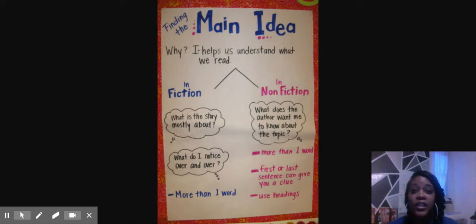For guided instruction today, I wanted to do something a little different. I wanted to introduce you to the main idea anchor chart. I was looking online for an anchor chart and I felt like this was the most appropriate for third graders. So when I think of the main idea, I think of who the story is about plus what the story is mostly about, and that tells me the main idea.